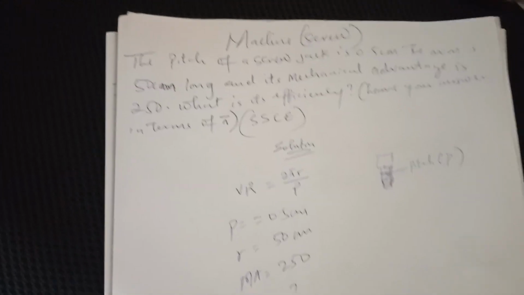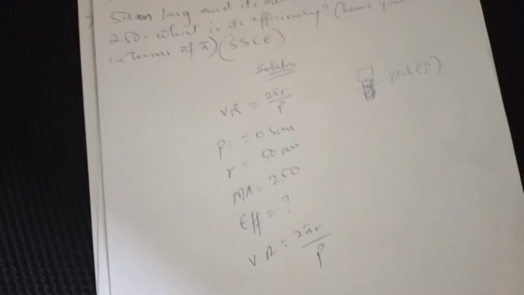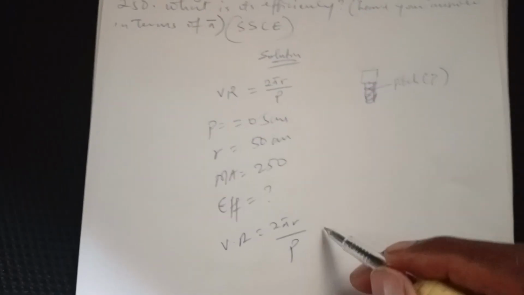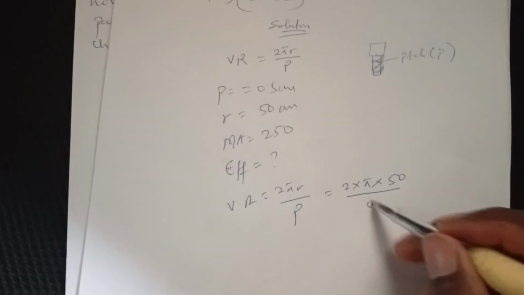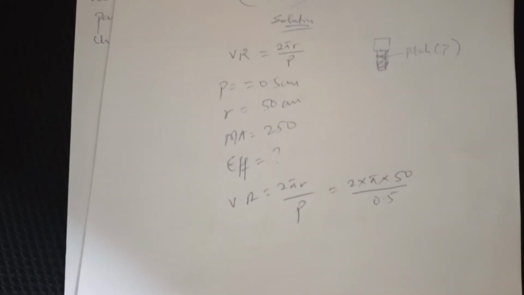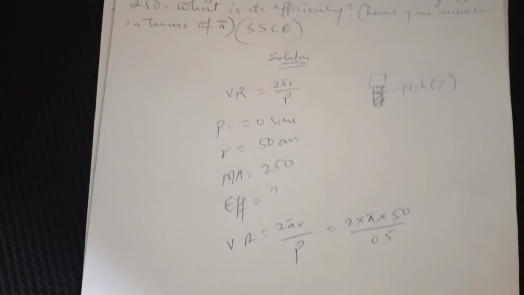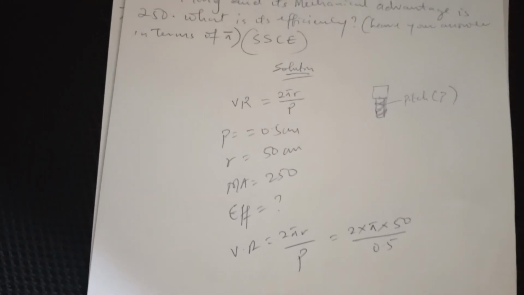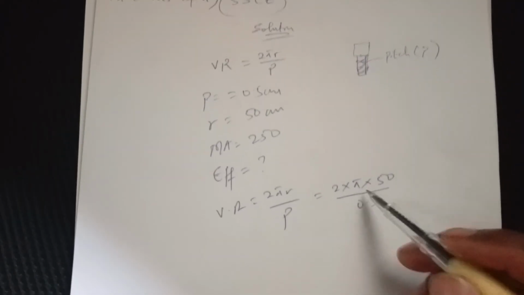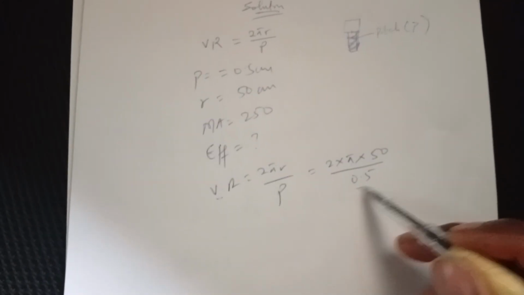We all know our VR for this is 2 pi r over pitch, over p, which gives us 2 times pi times 50 over the pitch given, 0.5. If we solve this, or we can just leave it this way, because we were asked to leave our answer in pi. So just know that our VR is given as this.